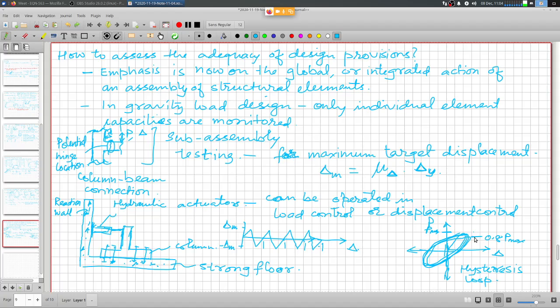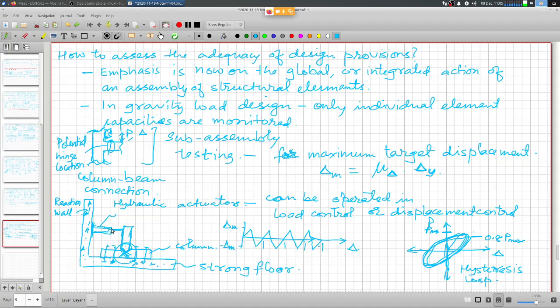Of course, you will find that this is a very stringent requirement. You will not be able to achieve this unless there is sufficient strength and the beam column region is strong, and damage doesn't happen here. If the damage happens here, then obviously your load carrying capacity will drop down very dramatically.